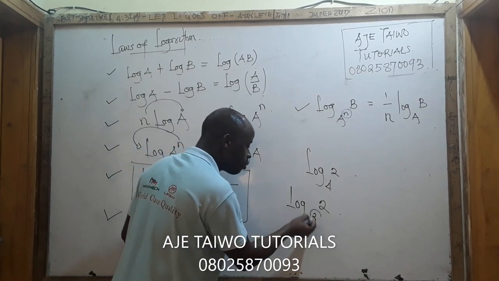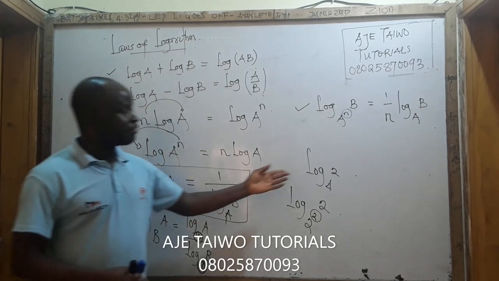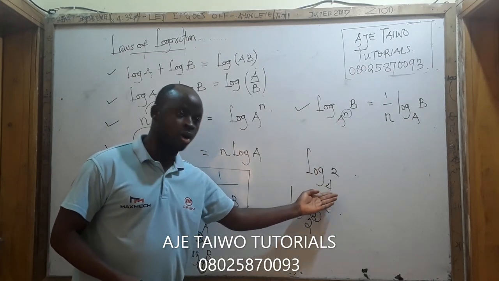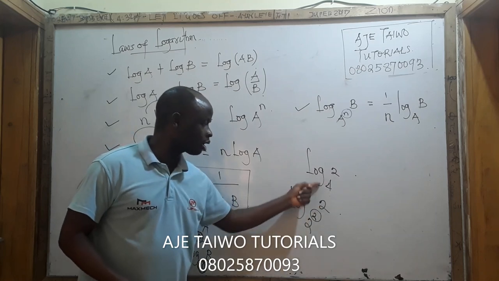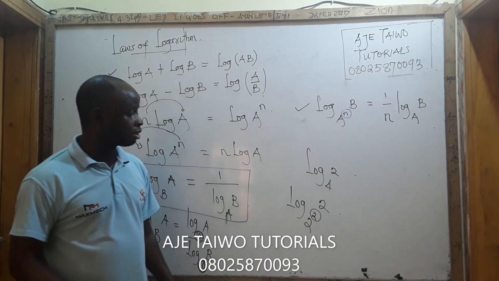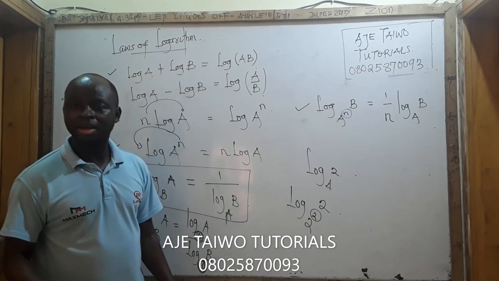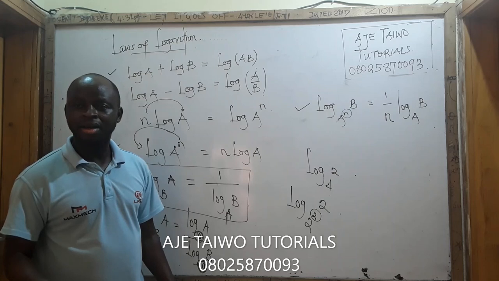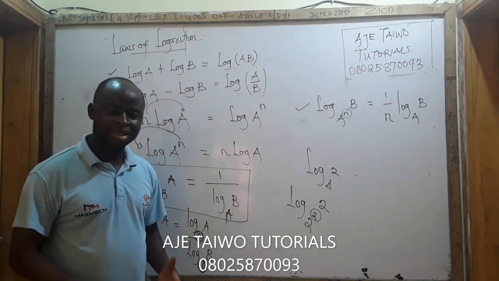Now, I gave you log 2 base 4, and I said this 4 can be 2 squared. Can somebody talk to me? Can somebody answer me?